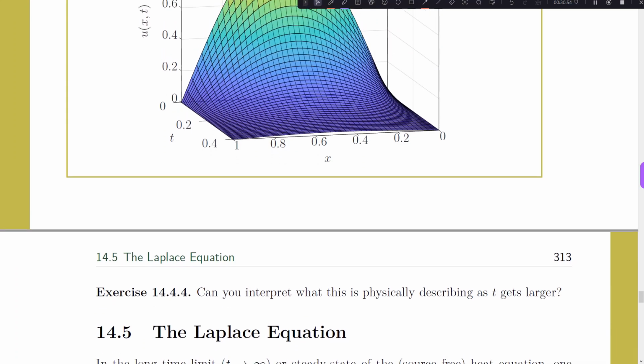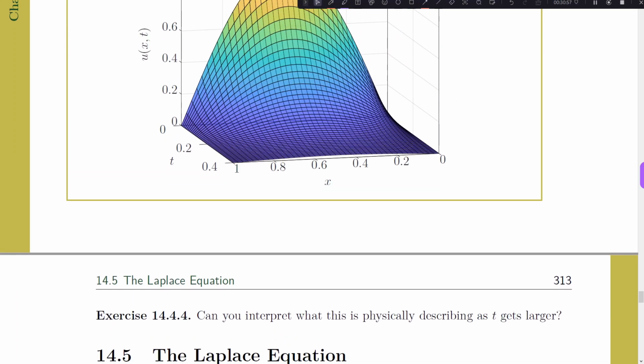Okay, so that's all I have for today. I know it's a little long, a little tricky. We'll talk more about separation of variables in chapter 15, but now you know how to solve the heat equation.